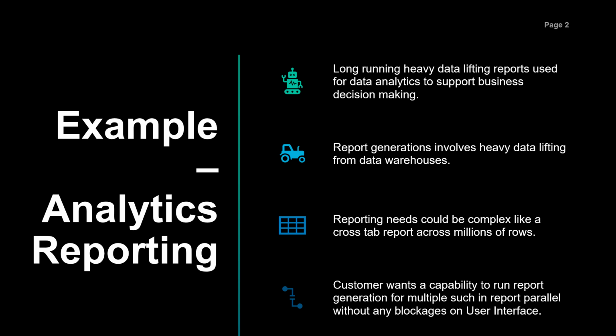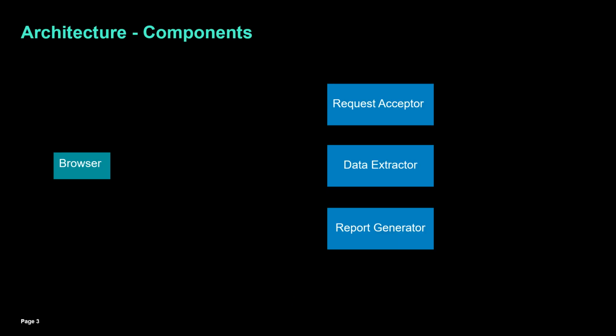Now, the customer also wants a capability to run this report generation for multiple such reports in parallel without blocking the UI, which means that there should be a fire and forget situation where the customer submits the request and then moves on to the next report, and then it is the system's responsibility to generate the report and finally notify the end user, right? Now, let's try to come up with an architecture for such a requirement.